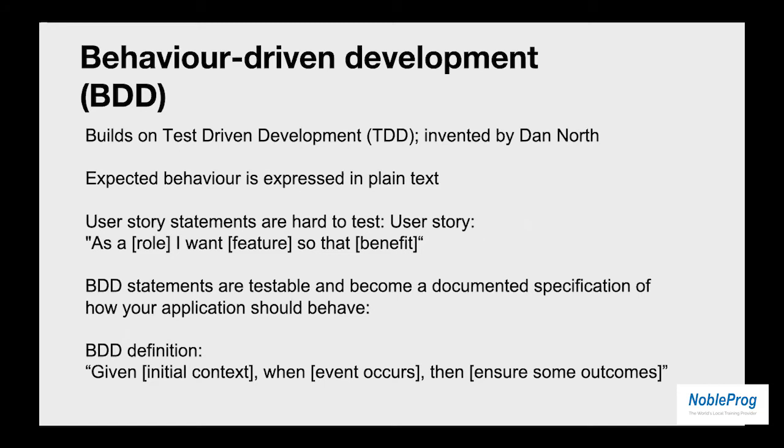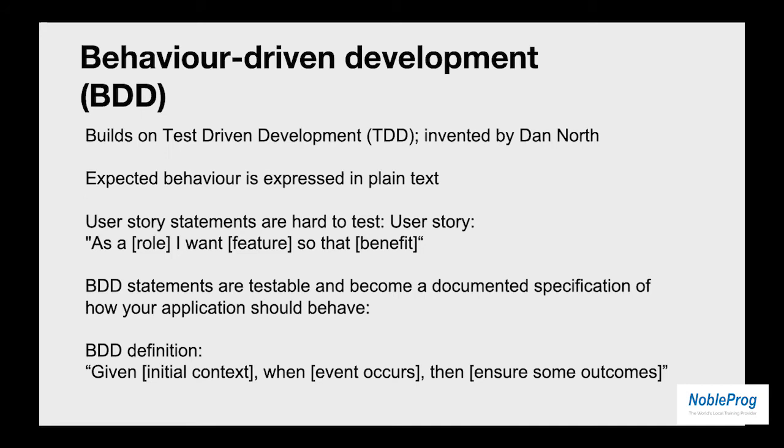So the reason we have BDD is because even in agile teams, we have things called user stories, and user stories are quite often difficult to test. They're quite open and ambiguous. So BDD is an attempt to try and overlay some structure around how a user would behave.